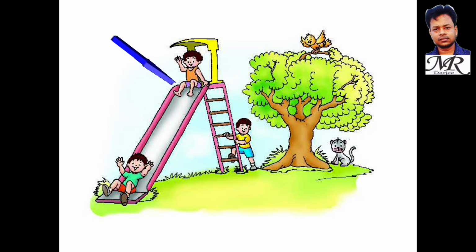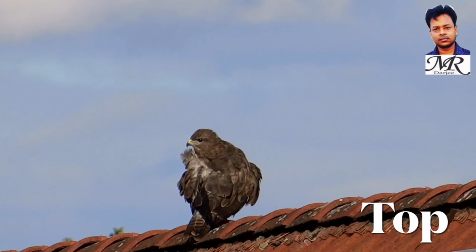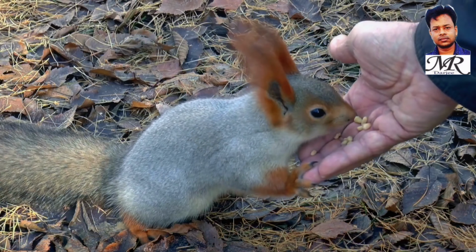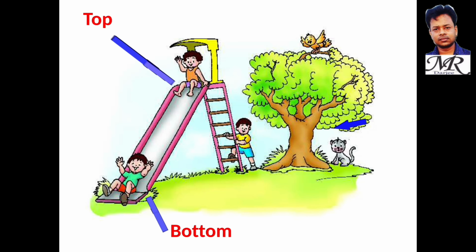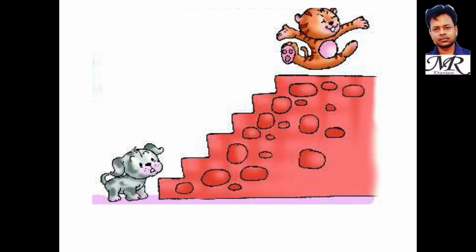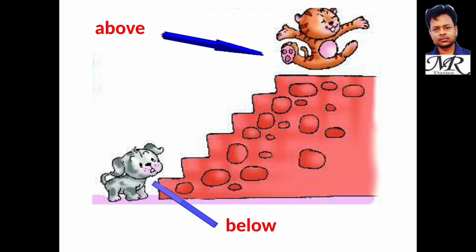Where is the child? The child is sitting on top. Where is this child? This child is sitting at the bottom. The bird is sitting on top. The rabbit is at the bottom. The bird is on top. The cat is at the bottom. There is a cat above the stairs. There is a dog below the stairs.